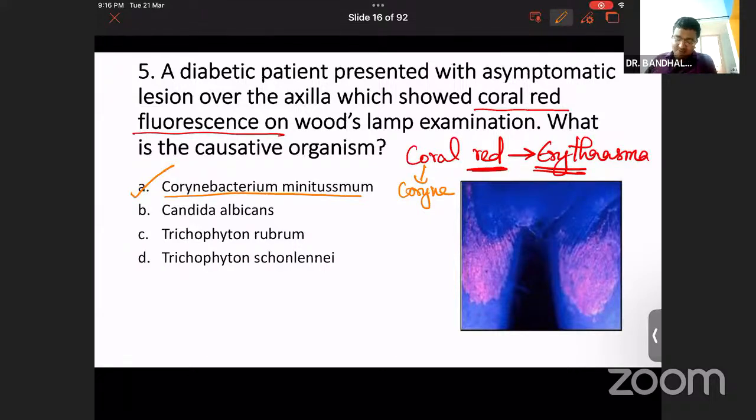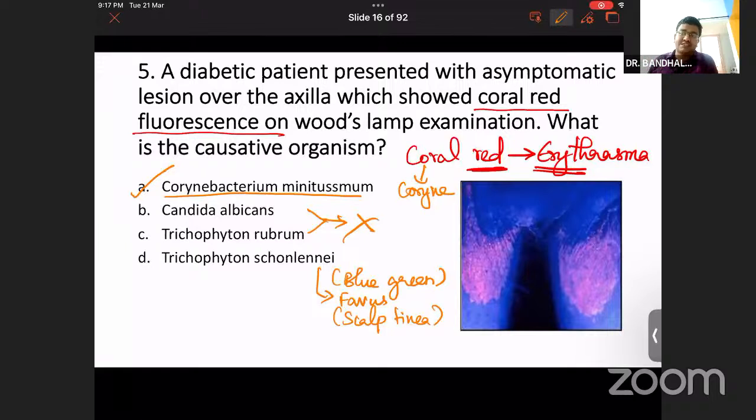If we see the other options, Candida albicans and Trichophyton rubrum don't cause fluorescence. So these options are out already. Trichophyton schoenleinii can lead to fluorescence, but that will be blue-green, and it will lead to a condition known as favus, which involves the scalp, or tinea capitis. So that is also not the answer. In this question, it is straightforward: coral red, Corynebacterium minutissimum, erythrasma. These are the linking points you have to remember for this question.